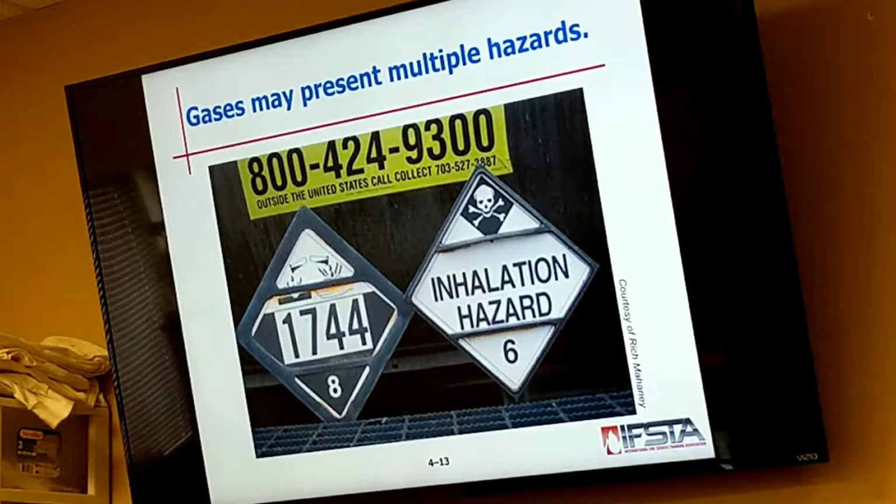We got some gases here that present multiple hazards. Whatever this load is, it has class 8 and class 6 in it. If we have an incident with something like this, it's harder to mitigate and affects larger areas.